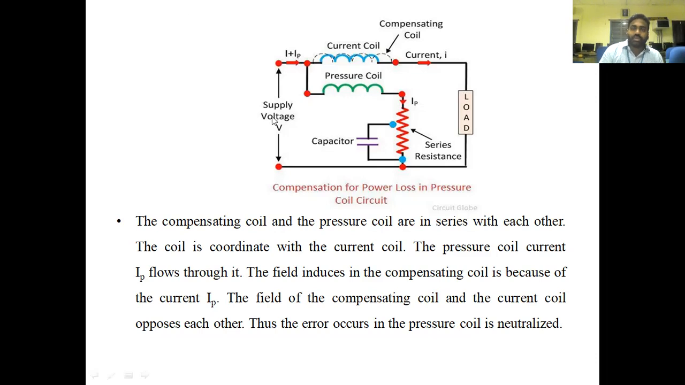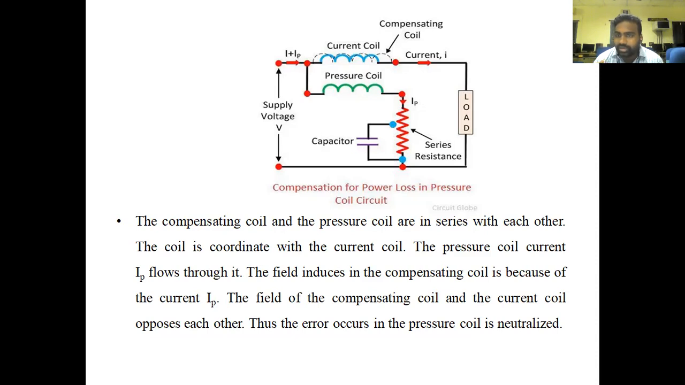So additionally, what we can do is connect a capacitor here. The capacitor will charge when high currents are flowing, and will discharge when there is a low amount of current flowing. This is called the compensating coil mechanism.